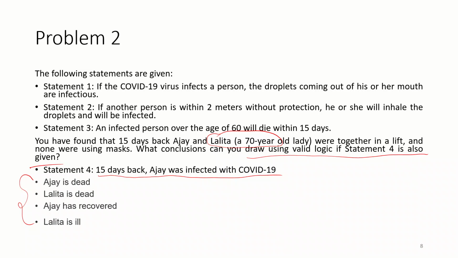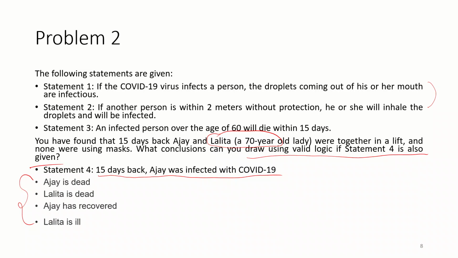This is one such example of a chain of deductions. So you have statement one and statement two. They essentially tell that whoever gets those droplets will get COVID, and then the other two statements basically get us to a different conclusion.